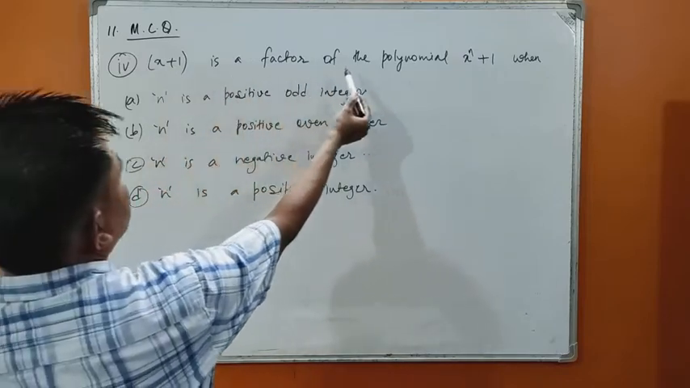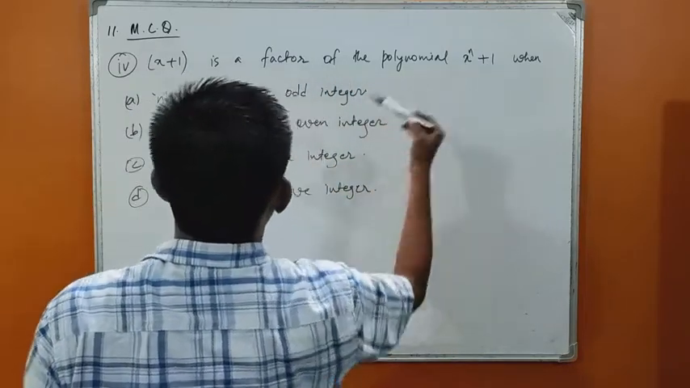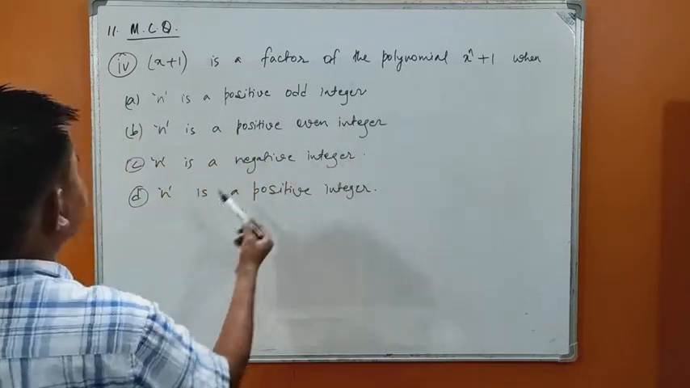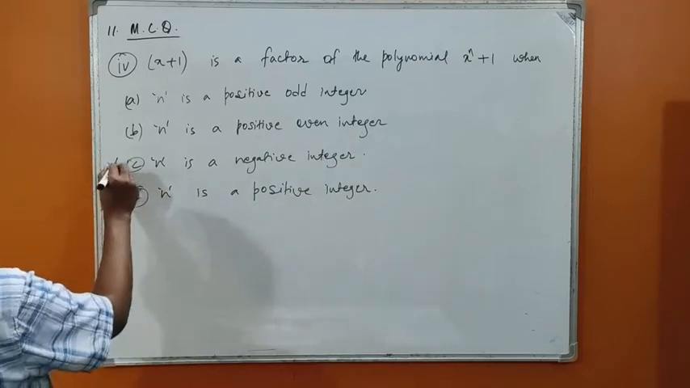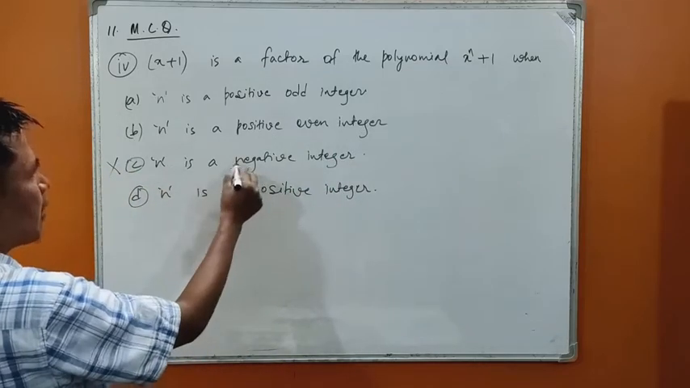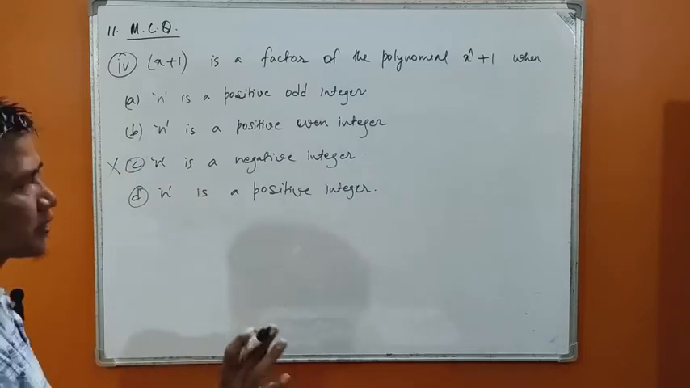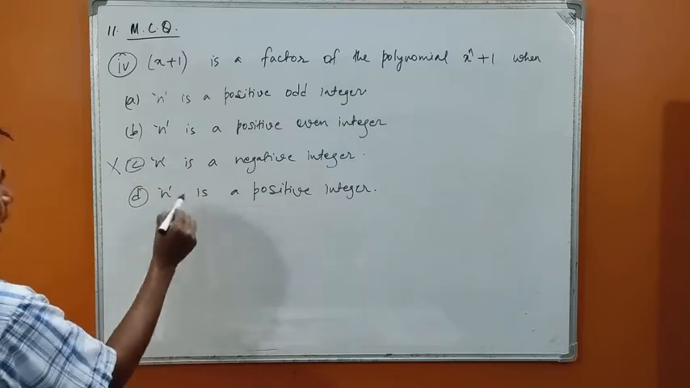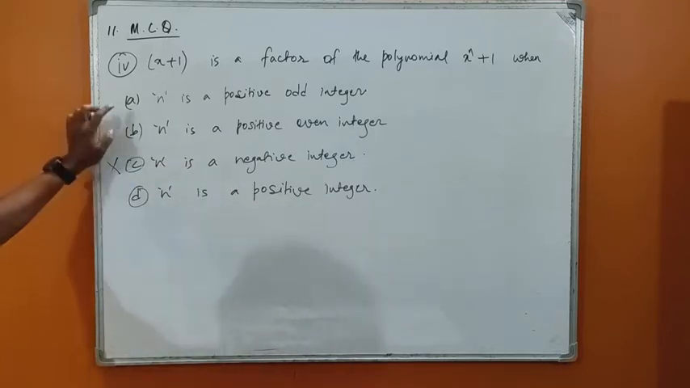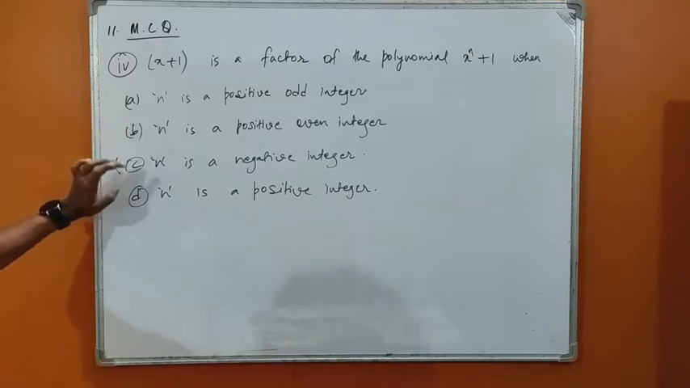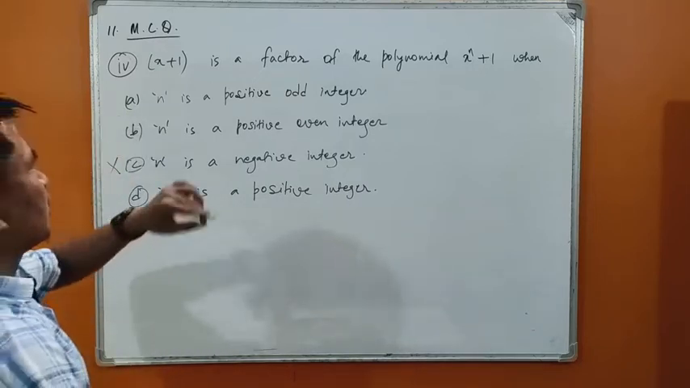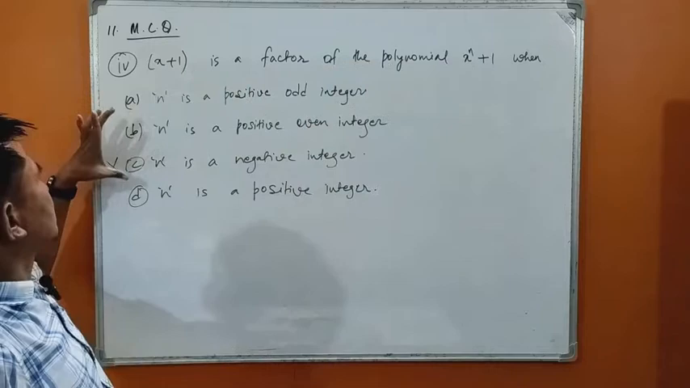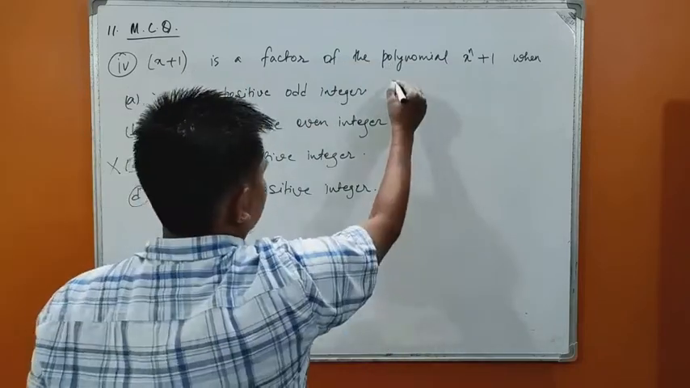x plus 1 is a factor of the polynomial x to the power n plus 1. We are provided with 4 options: n is a positive odd integer, n is a positive even integer, n is a negative integer. This option is not correct, because if the power is negative, that expression is not called a polynomial. So power n should never be negative, and n is a positive integer. Among these 3 options, A, B and D, which one is correct? x plus 1 is a factor of this expression. Let us check.